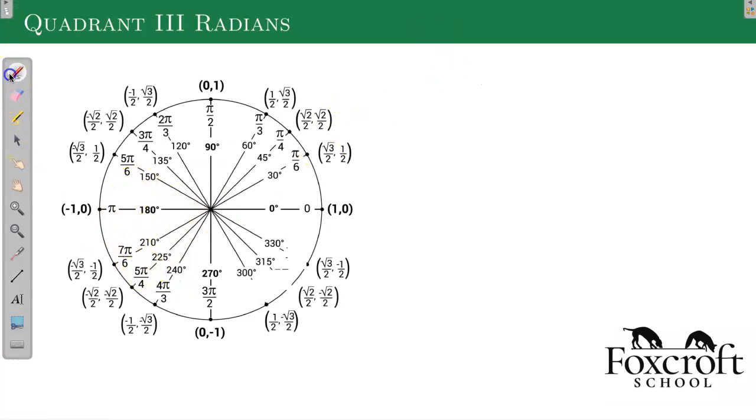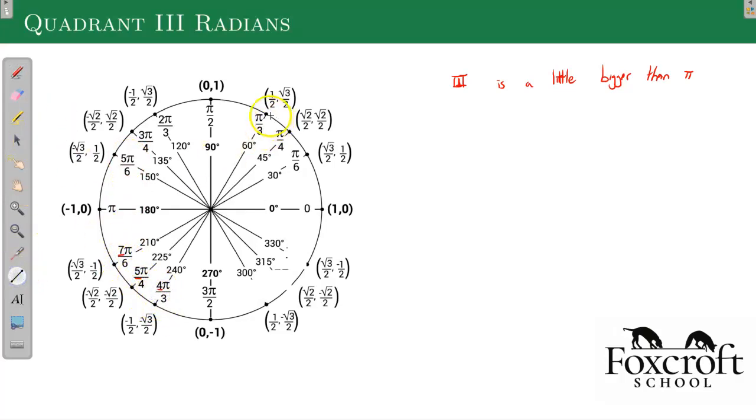Quadrant 3, very similar, but quadrant 3, oops, make that a 3, is a little bigger than pi. So if I want to be a little less than pi, I subtracted 1 from the bottom. To be a little bigger than pi, I'm going to add 1. So 6 plus 1 is 7, 4 plus 1 is 5, 3 plus 1 is 4.